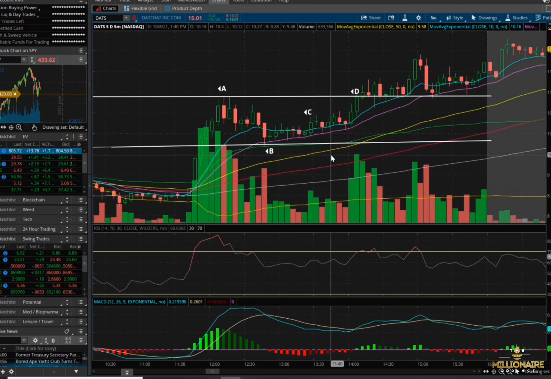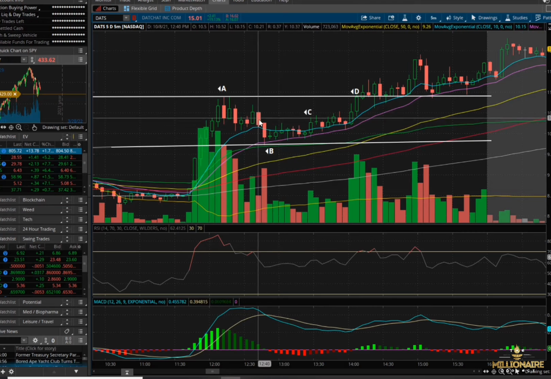You want to make sure, and this is important, that the stock stays within a healthy consolidation range and does not dip below your support line here, because that is going to indicate the pattern has been broken. Thus, your investors and traders that have been looking at this pattern with you are no longer going to be looking at this.